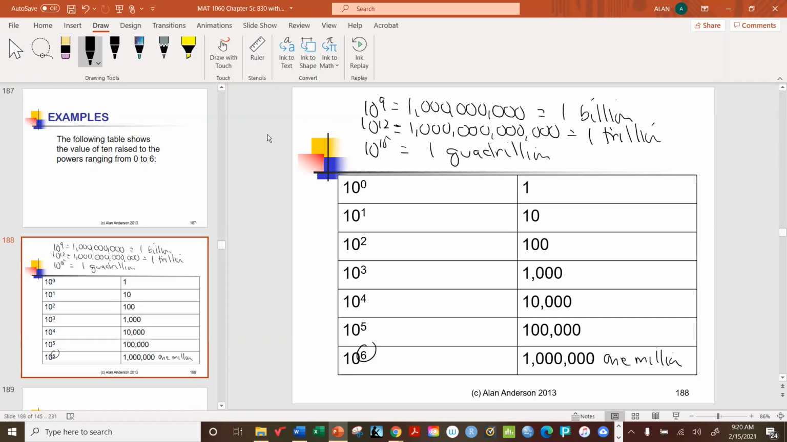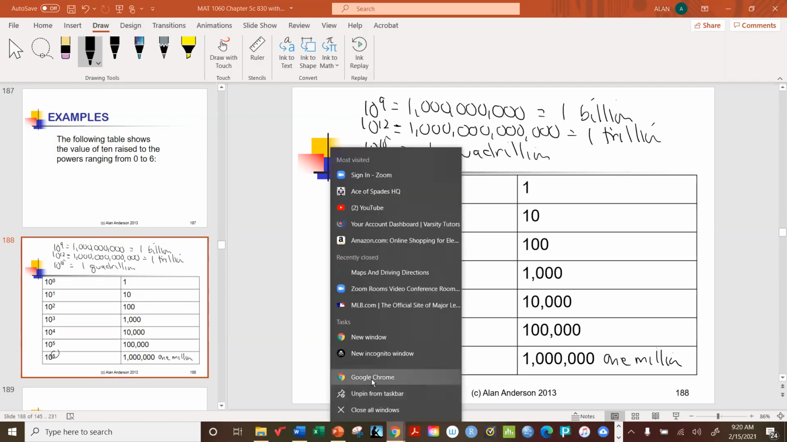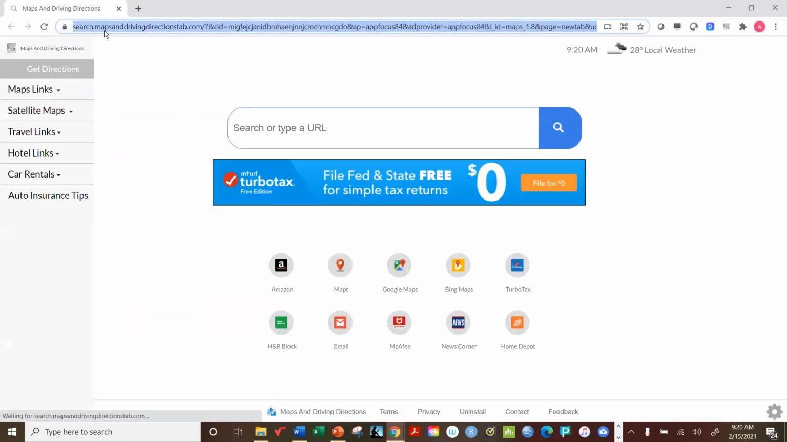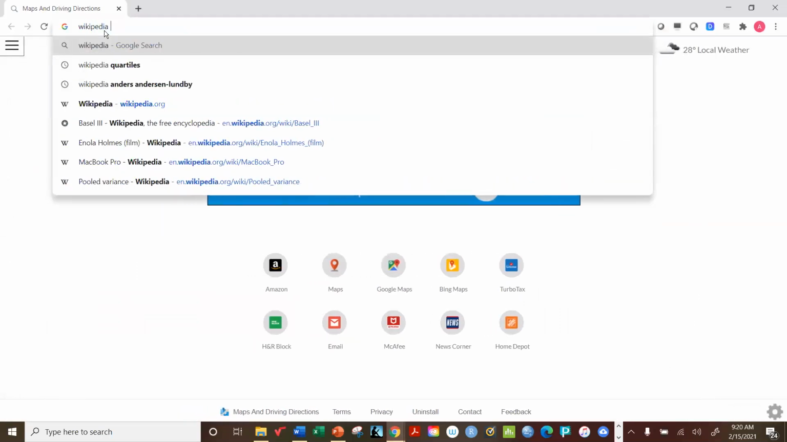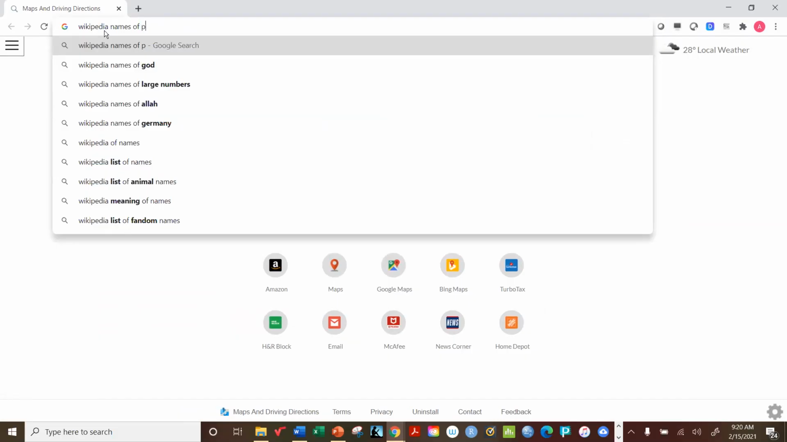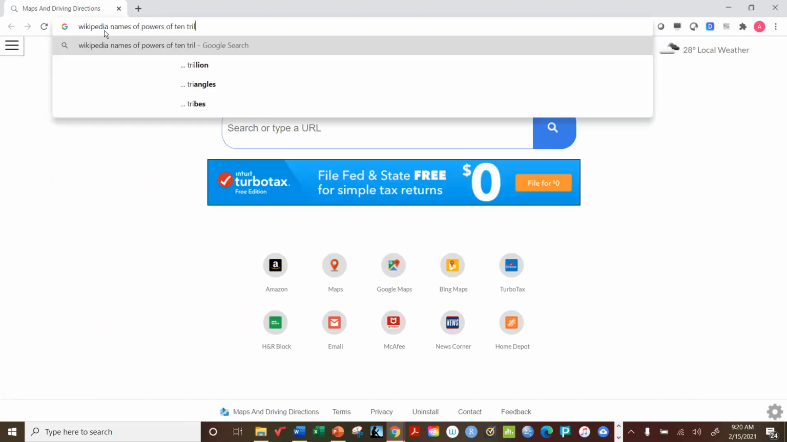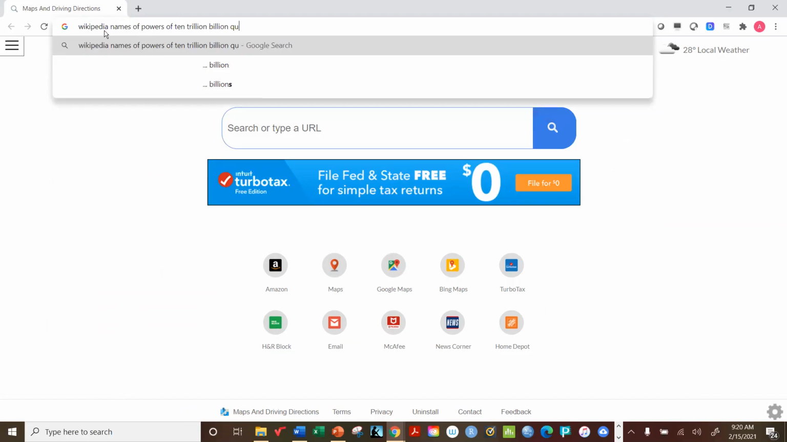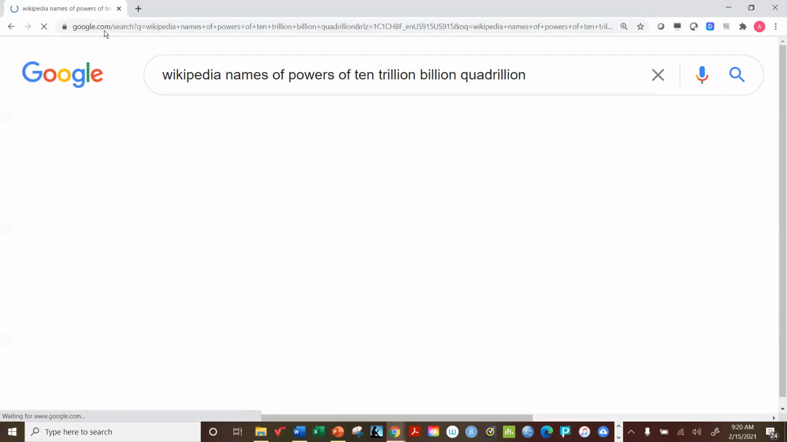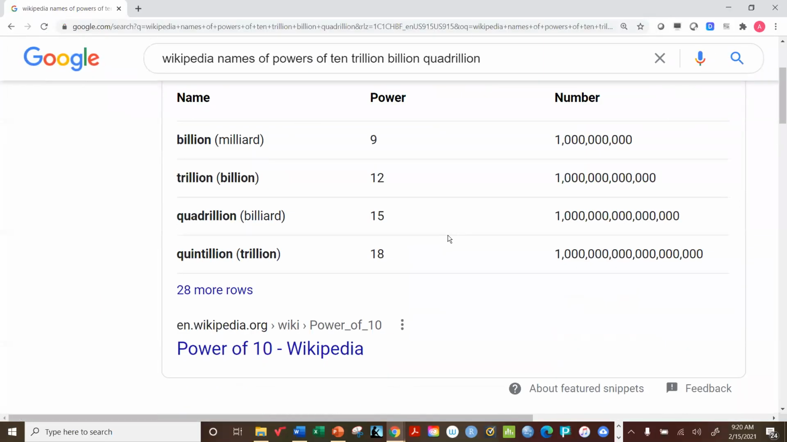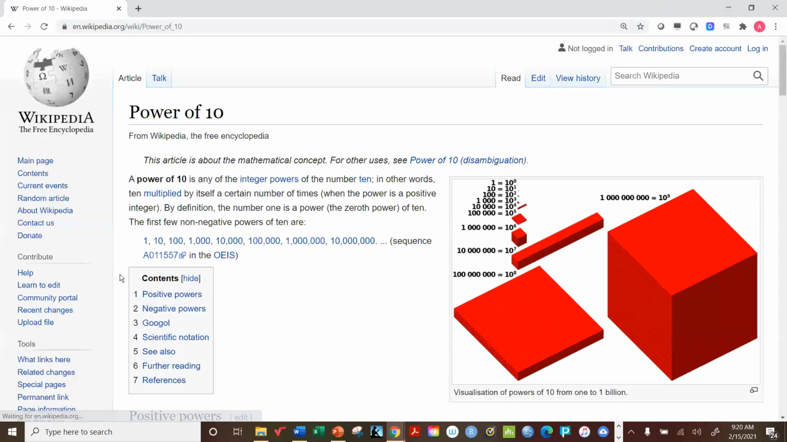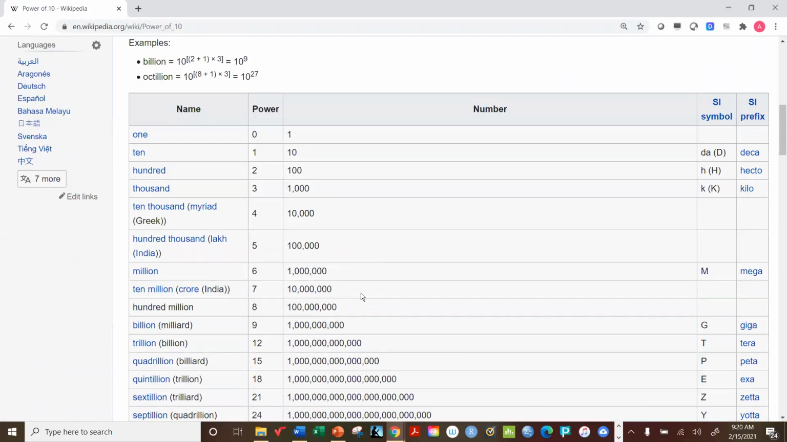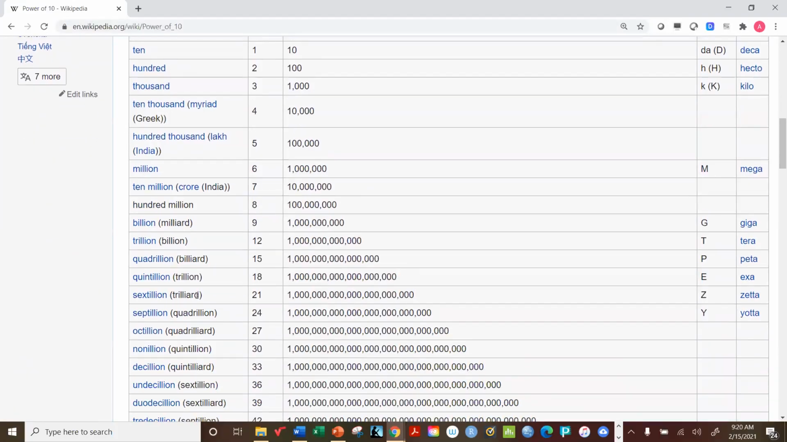And there are actual names for many of the ones that follow. In fact, maybe we could go to Wikipedia and see if there's a list there. Oh, here we go. Ooh, there are plenty. Look at this. We got billions. No, trillions.